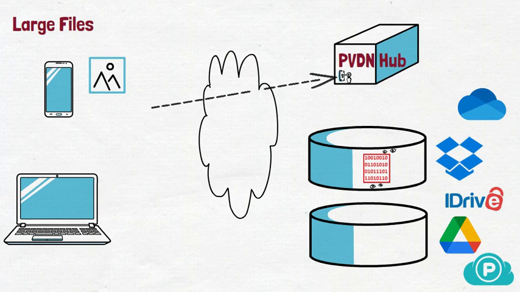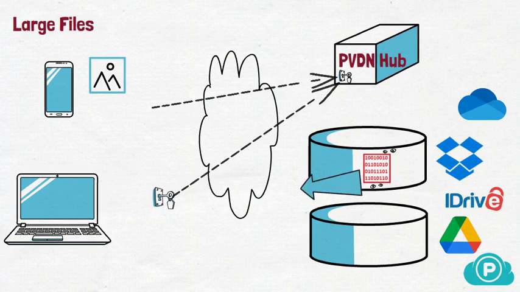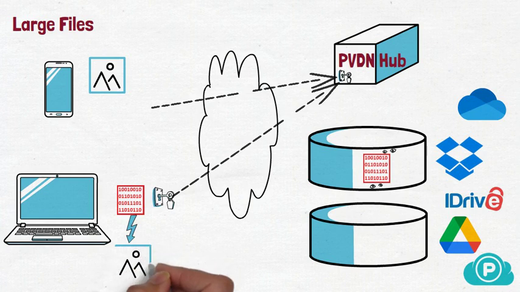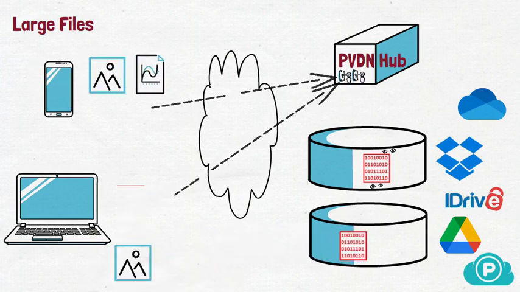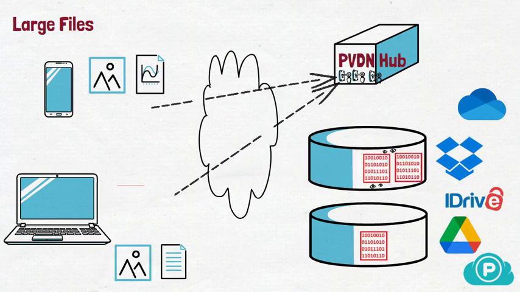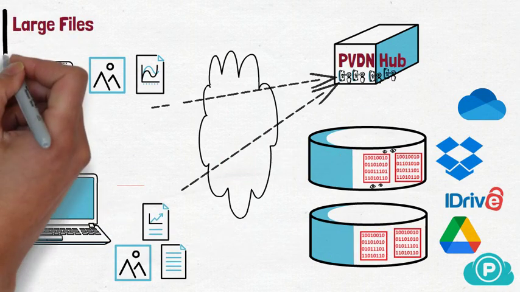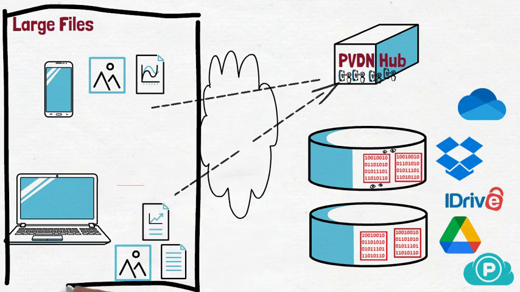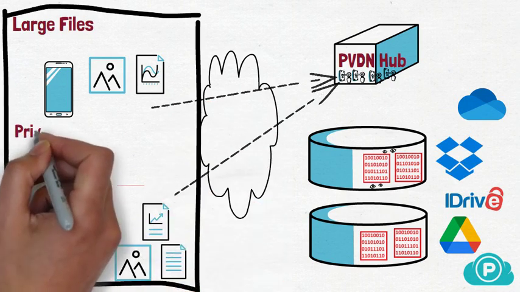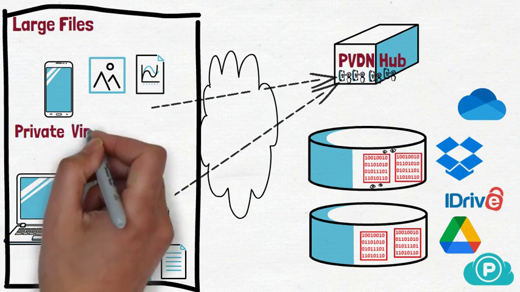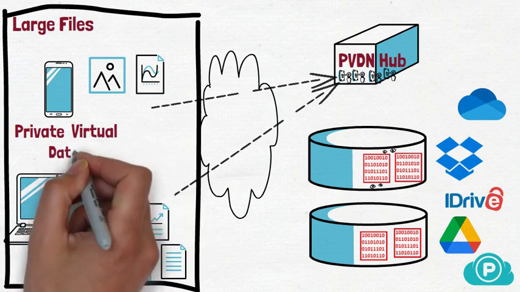Any other device connecting to the PVDN, on the other hand, can access this file by getting the location of the file, the encryption key, and the cryptographic hash of the file from the PVDN Hub, and using this information, copy the file from the storage location and decrypt it for local access. In this way, any files stored by the PVDN are only available to devices connected to the PVDN. Thus, the data network is both private, because no one can access the unencrypted data outside of the network, and virtual, because there is no actual server or special network infrastructure involved.